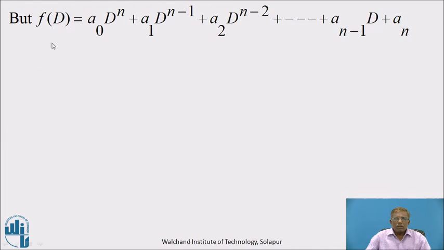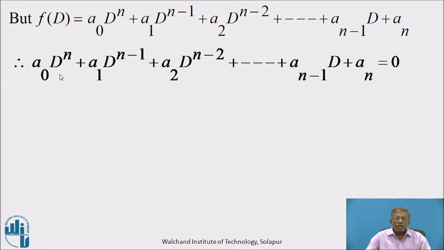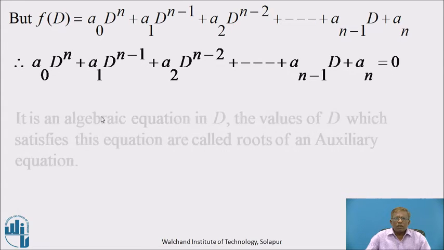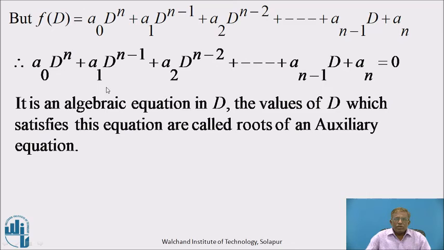For an nth order differential equation, f(D) is a0 D^n + a1 D^(n-1) + a2 D^(n-2) + and so on + a(n-1) D + an. When we equate it to 0, we get a0 D^n + a1 D^(n-1) + a2 D^(n-2) + and so on + a(n-1) D + an = 0. It is called the auxiliary equation of a given nth order differential equation. It is an algebraic equation in D. The values of D which satisfy this equation are called roots of the auxiliary equation.